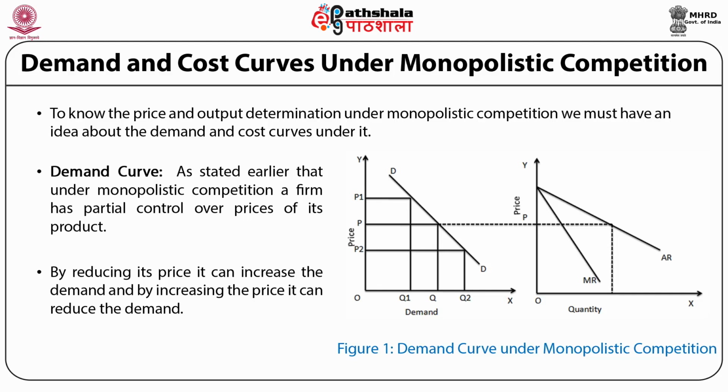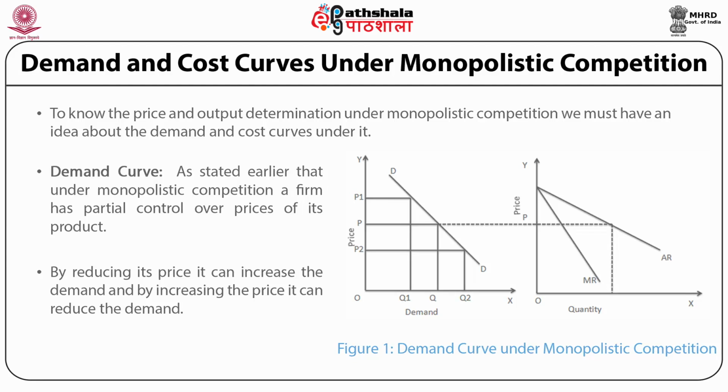At OP price, quantity demanded is OQ. As price rises to OP1, quantity demanded reduces to OQ1. As price falls to OP2, quantity demanded rises to OQ2. The demand curve facing a firm will be its AR curve. It also will be negatively sloping and corresponding to it, MR will be below it.